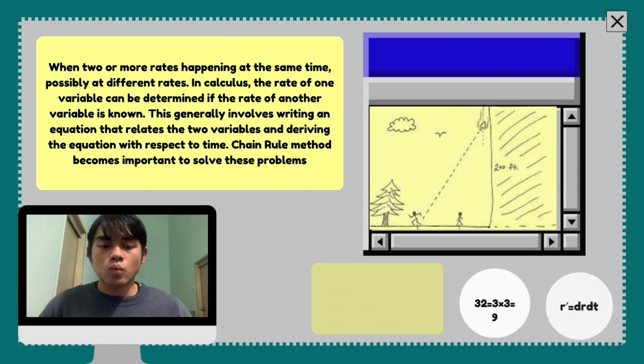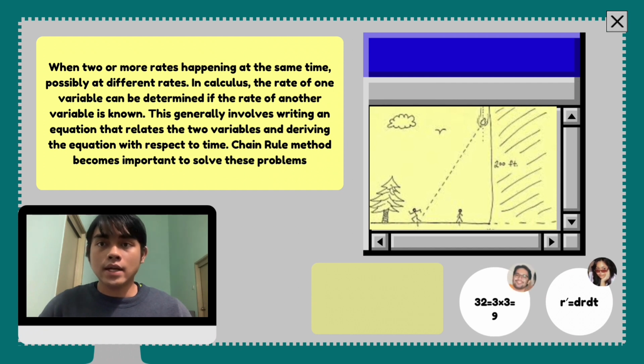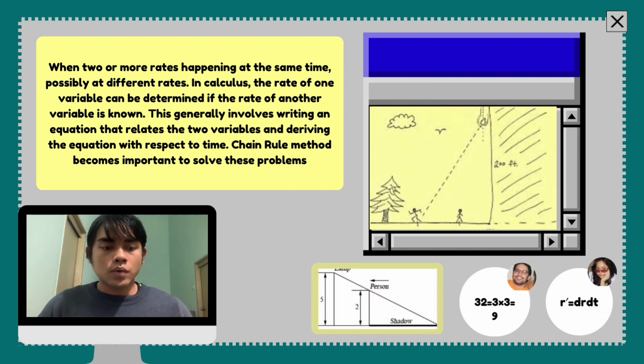So next, we go through to see what related rates is. Related rates is when two or more rates are happening at the same time, possibly at different rates. In calculus, the rate of one variable can be determined if the rate of another variable is known. This generally involves writing an equation that relates the two variables and differentiating the equation with respect to time. The chain rule method becomes important to solve these problems.